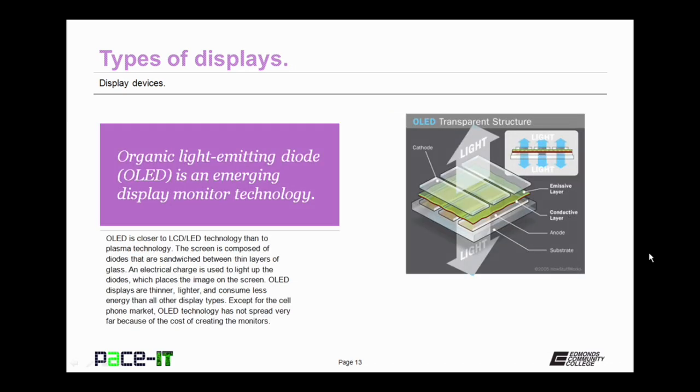Now let's move on to OLED monitors. That's organic light emitting diode monitors. Now this is an emerging display monitor technology. OLED is closer to LCD LED technology than it is to plasma technology. Instead of liquid crystals, the screen is composed of diodes that are sandwiched between thin layers of glass. An electrical charge is used to light up the diodes, which then place the image on the screen. OLED displays are thinner, lighter, and consume less energy than any other type of display.